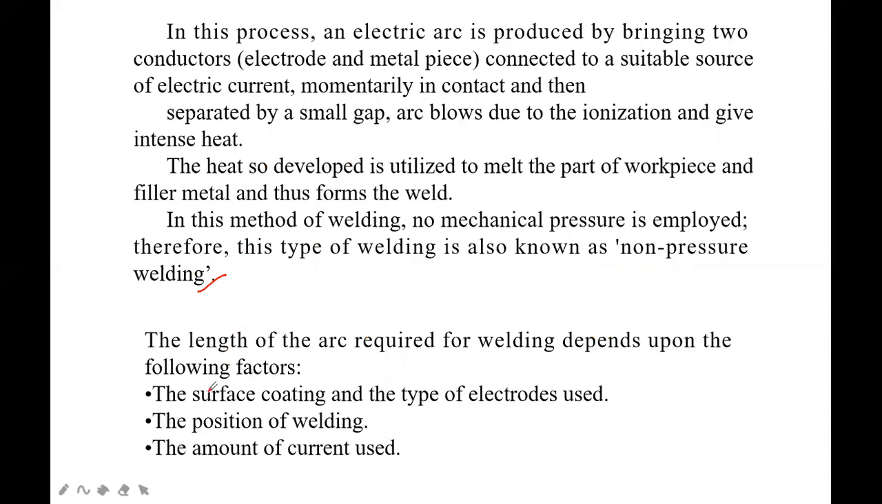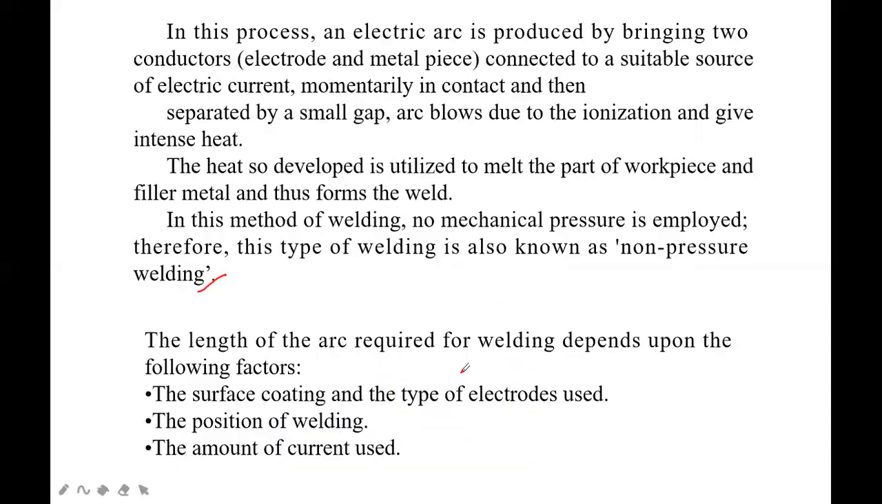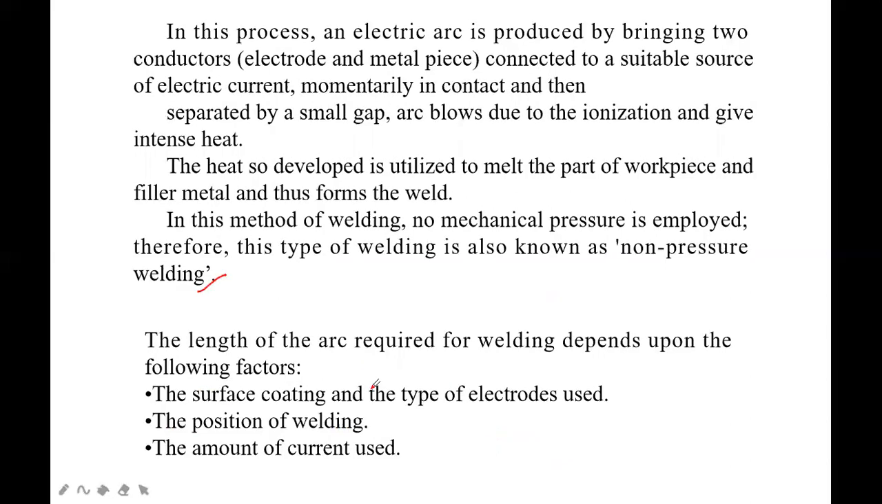The first is the surface coating and the type of electrodes used. The second is the position of welding, how the position to weld the metal pieces. And the amount of current used, the current that we are using.